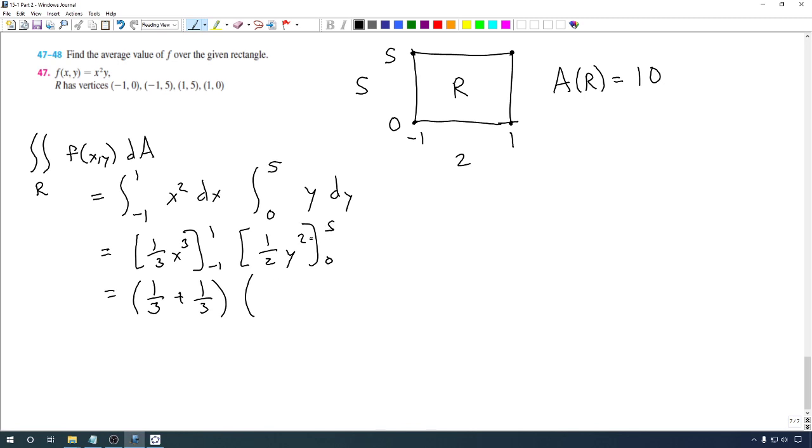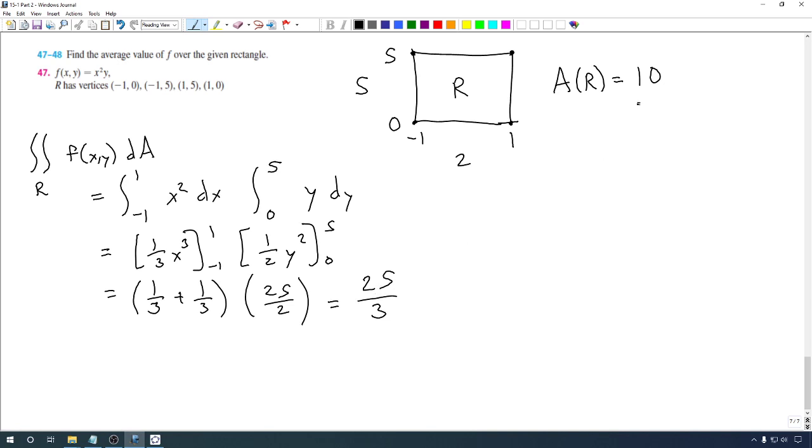Here we plug in 5, we get 25 halves minus 0, so we'll just leave it as 25 halves. So we'll end up with a 2/3 times 25 halves. The 2's will actually cancel each other out. We end up getting a 25/3. Of course, that's not our answer.